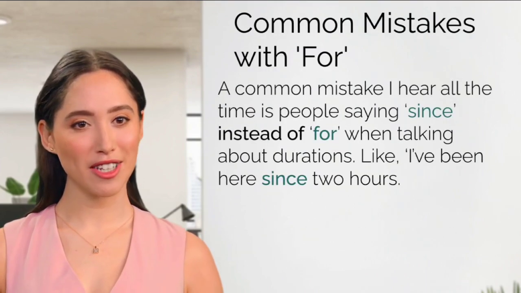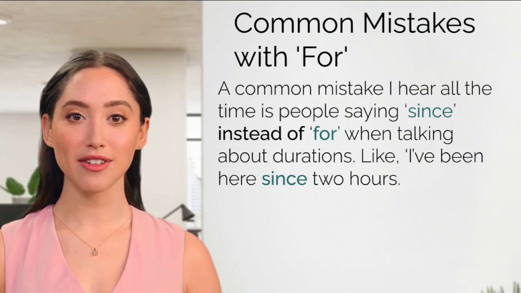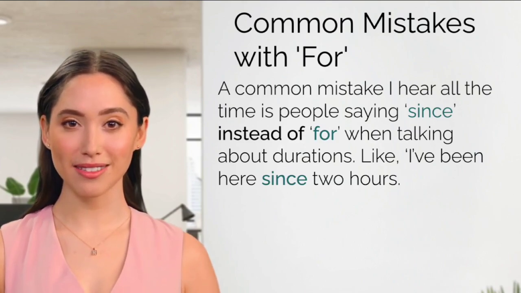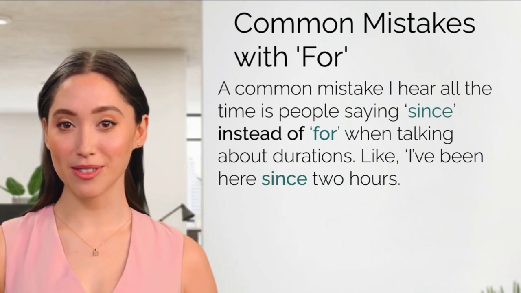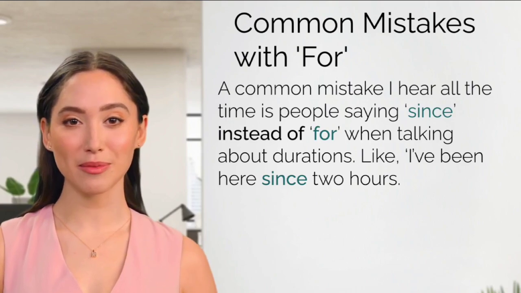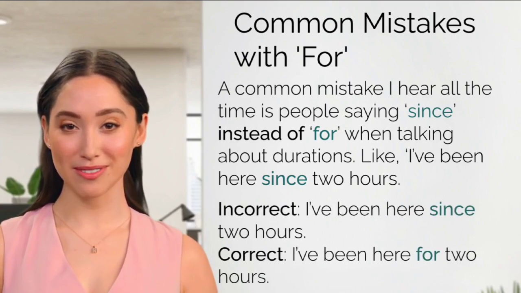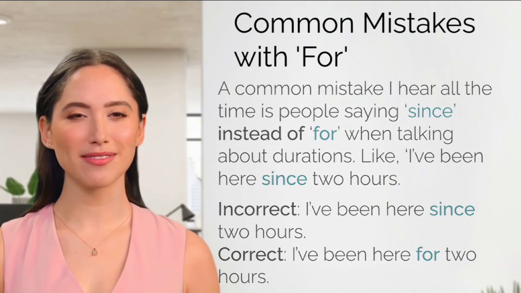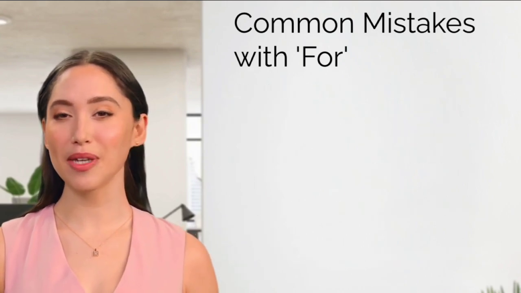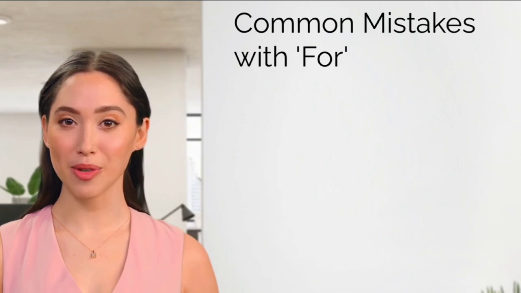A common mistake I hear all the time is people saying since instead of for when talking about durations. Like, "I've been here since 2 hours." Oops. What you actually mean is for 2 hours. Let's fix that. Incorrect: I've been here since 2 hours. Correct: I've been here for 2 hours. Just remember, if you're talking about how long something has been happening, always use for.